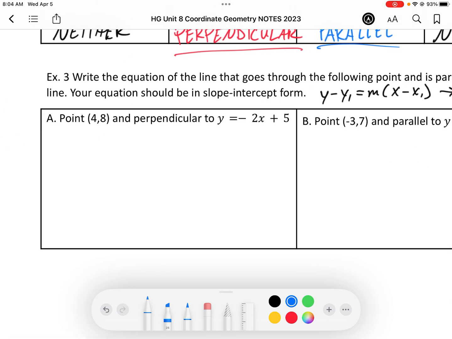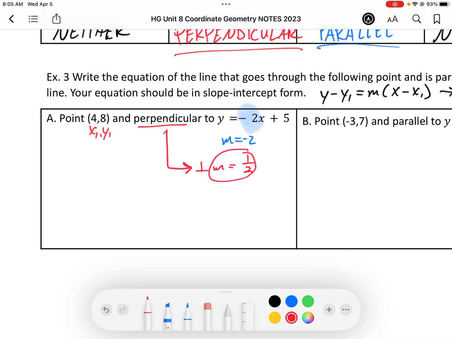So to do that, you need to recognize the given point they show you is your x1 and your y1, and then the slope comes from these two parts. So I give you a line to use. In this case, the slope is -2. But we want a line that is perpendicular to that. So our perpendicular slope is the opposite reciprocal of -2. That would be +1/2. So that's what I'm going to use in my equation.